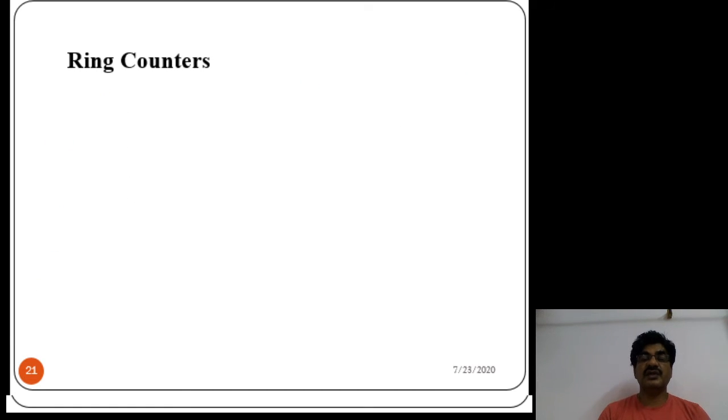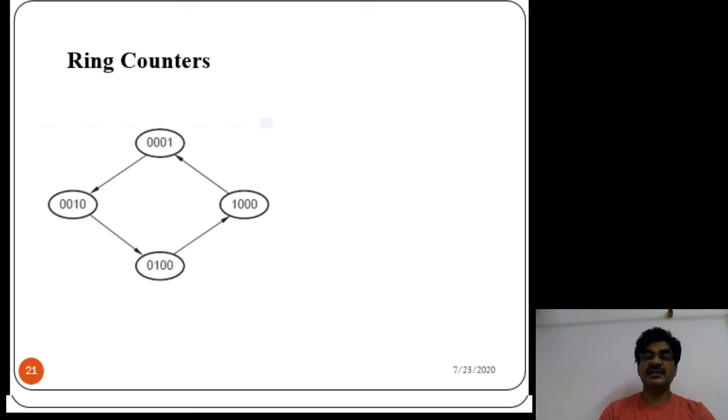Then coming to another form of counters, like ring counters. In case of ring counters, the counter which shows a cyclic state diagram is known as the ring counter. Here I am representing a ring counter which circulates either 1 or 0. This is the state diagram of circulating 1.